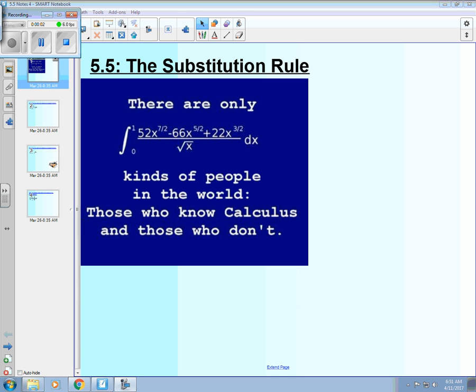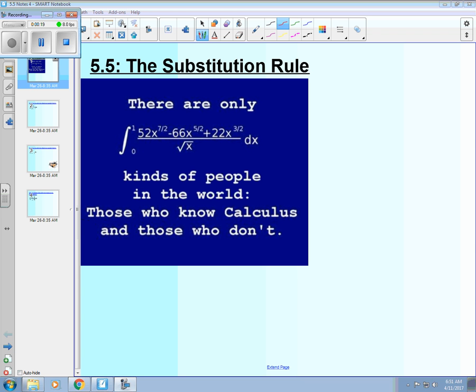We're going to finish off substitution today. The first little joke here says there are only, and they got this integral kinds of people in the world: those who know calculus and those who don't. Let's look at how you would solve this integral.